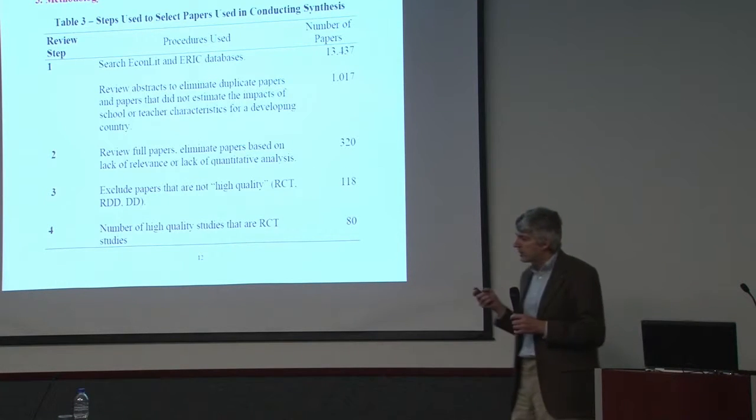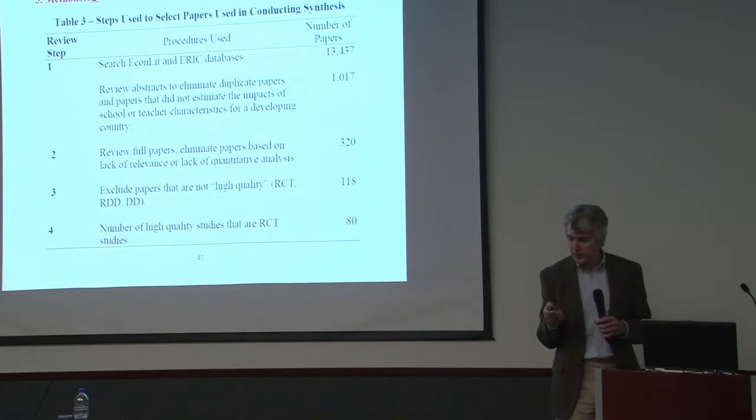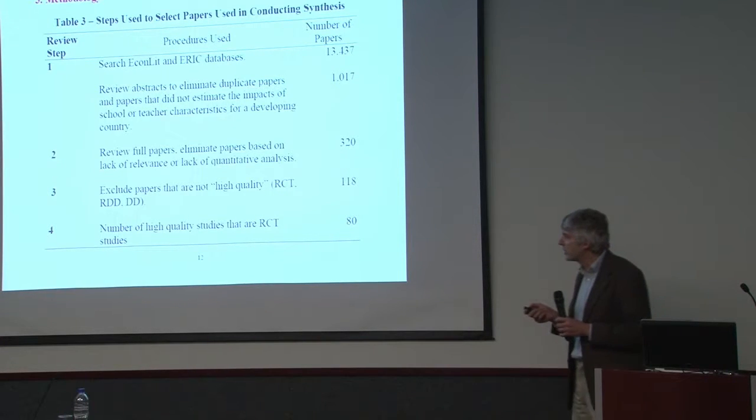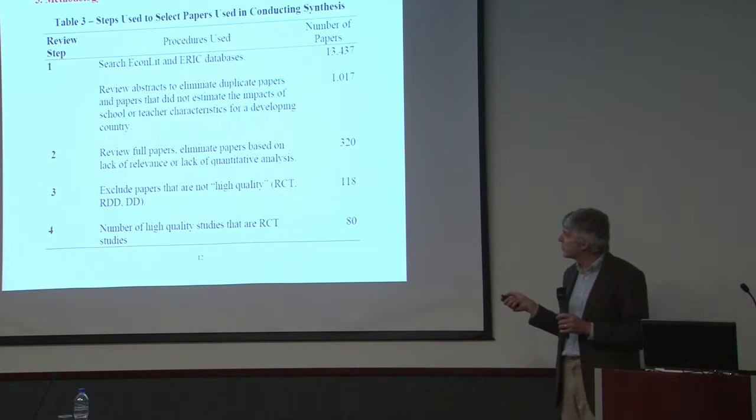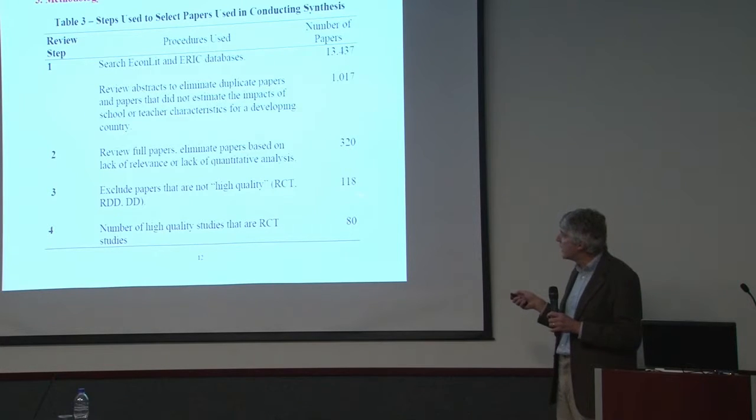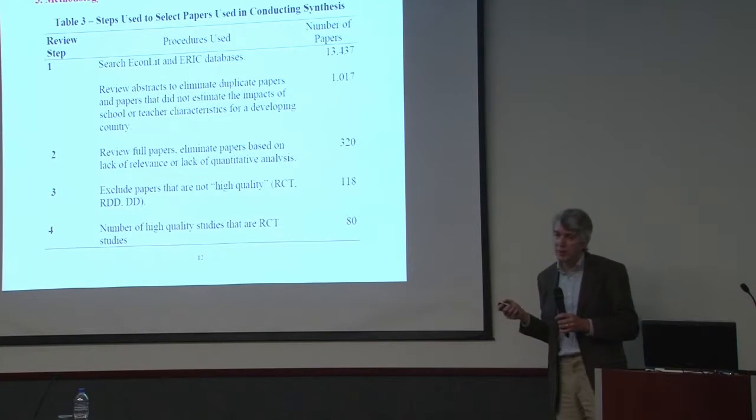And then the last thing we did, and this is what some people might not like, was that we sort of established what we think are high-quality papers. There were basically three kinds. Randomized controlled trials, that's RCTs. Regression discontinuity design, I'm not sure how much you've had that in your econometrics class. And difference in differences. Those are the three methods we think are high-quality, and so then instead of 320, we're down to 118, but that's still a lot.